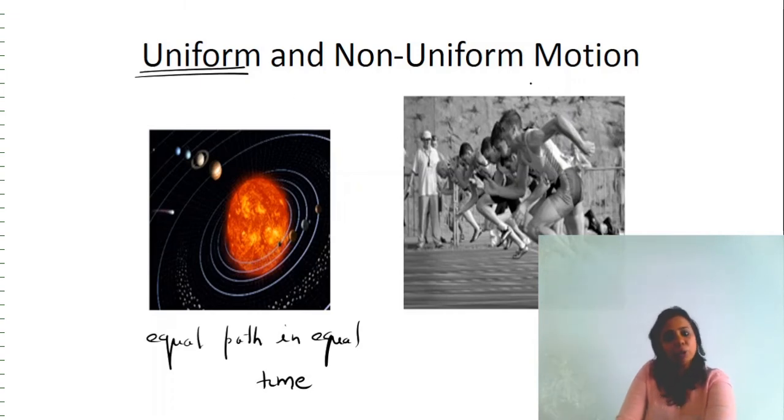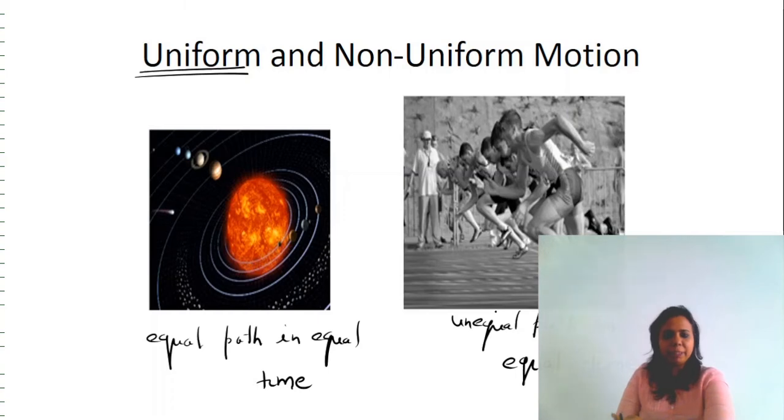If I talk about non-uniform motion, you can see there are many athletes running here. They will not follow the same path. Of course, they will change their position, they will change their speed. So that is non-uniform motion. They will cover unequal paths in equal time intervals. That is called non-uniform motion.